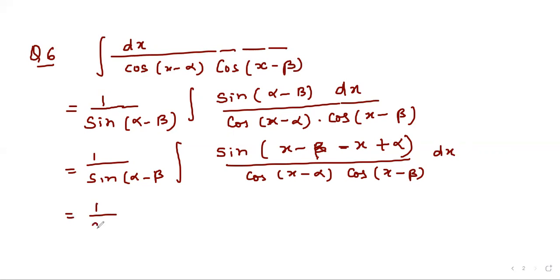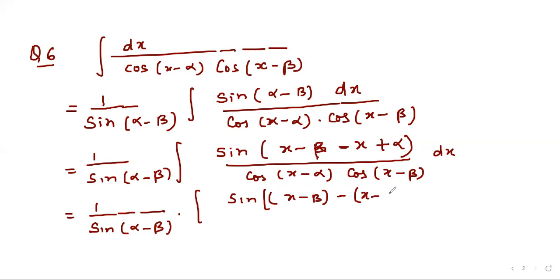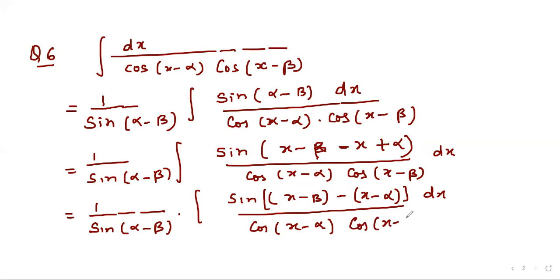It will become 1 upon sine alpha minus beta times, here further write it sine x minus beta in one bracket, and we take the minus sign common, then x minus alpha in another bracket, and then whole divided by cos x minus alpha times cos x minus beta.